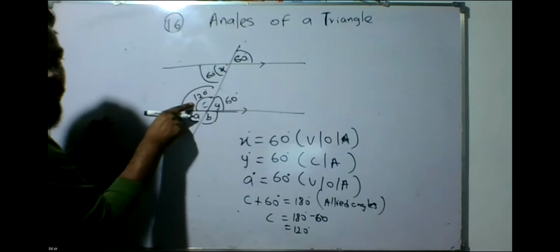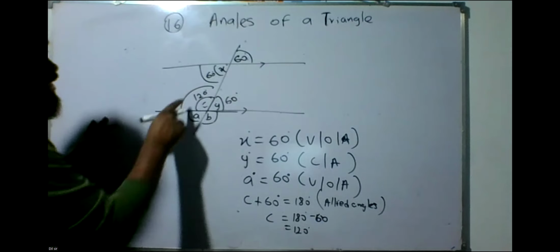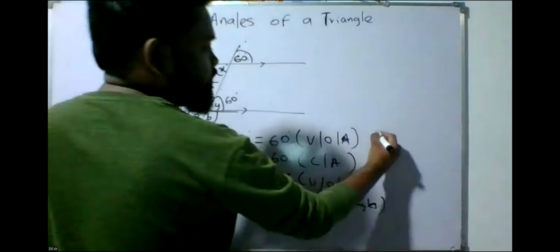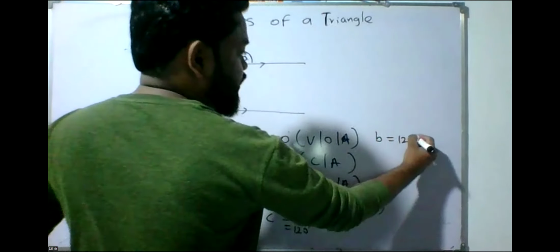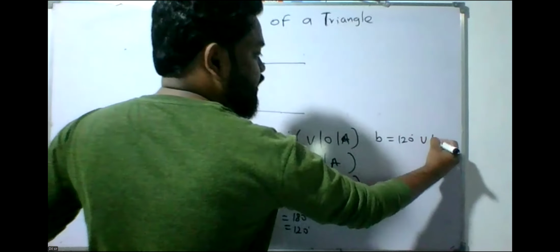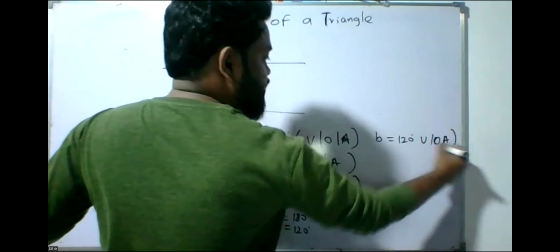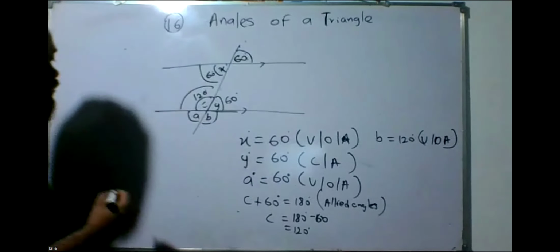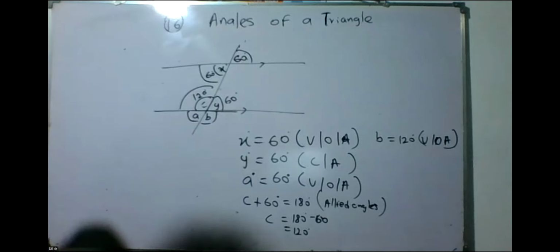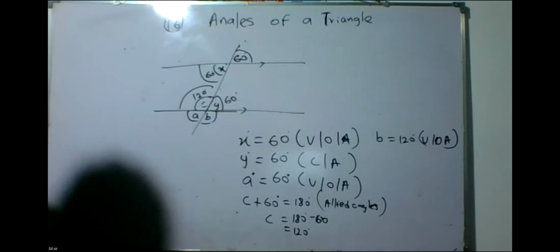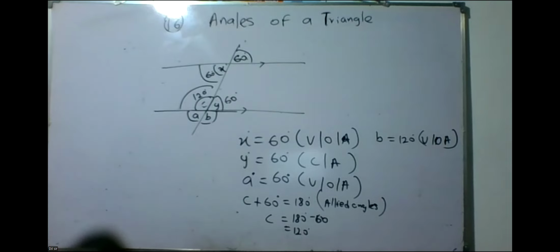If C is 120, what is B? B is vertically opposite to C, so B is also 120, vertically opposite angles. Right. Check your answers quickly. Very simple.